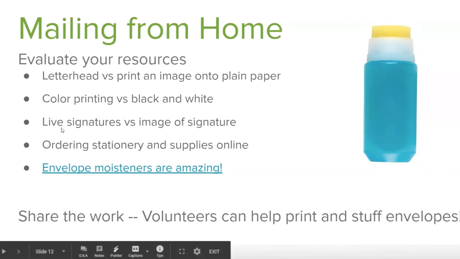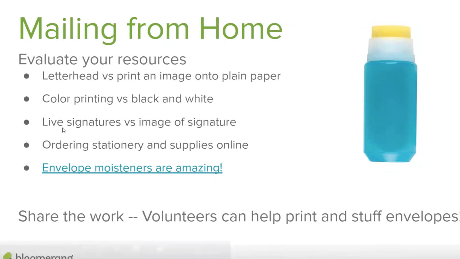Appeal letters in general don't often get live signatures just because of volume. Like we said before, if you can, that's amazing. Definitely do that. But including the image of a signature is great, even if you were doing live signatures before and you're just having challenges getting the right people, having the right supplies in the room in order to do that, you can always use an image of a signature as a backup.